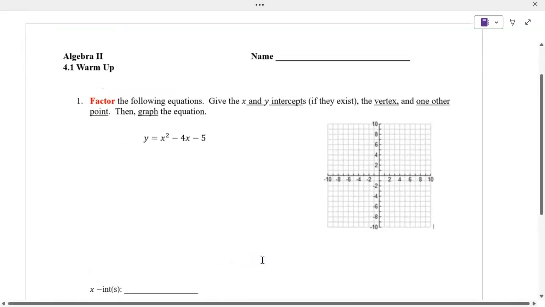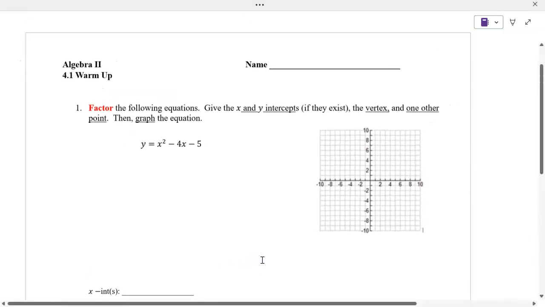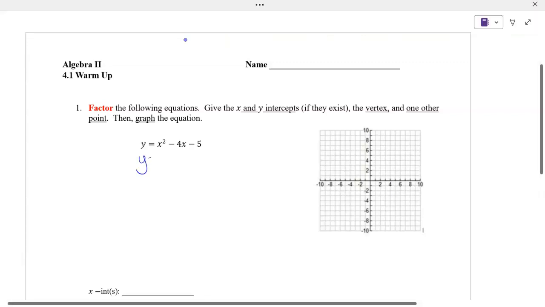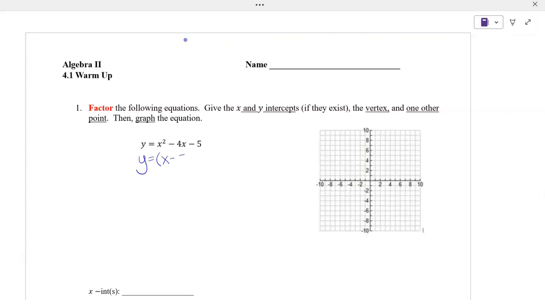If you've already tried the warm-up and still have some questions, I wanted to go through these to show you how I would solve these. So first, they wanted you to factor here and find the x and y intercepts, the vertex, and another point and graph it. So when I factor this quadratic, this is going to factor into x minus 5 times x plus 1.